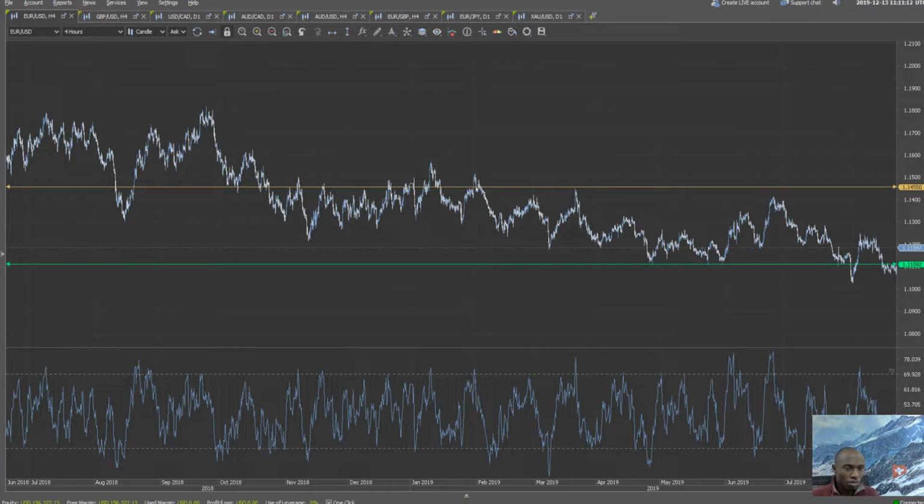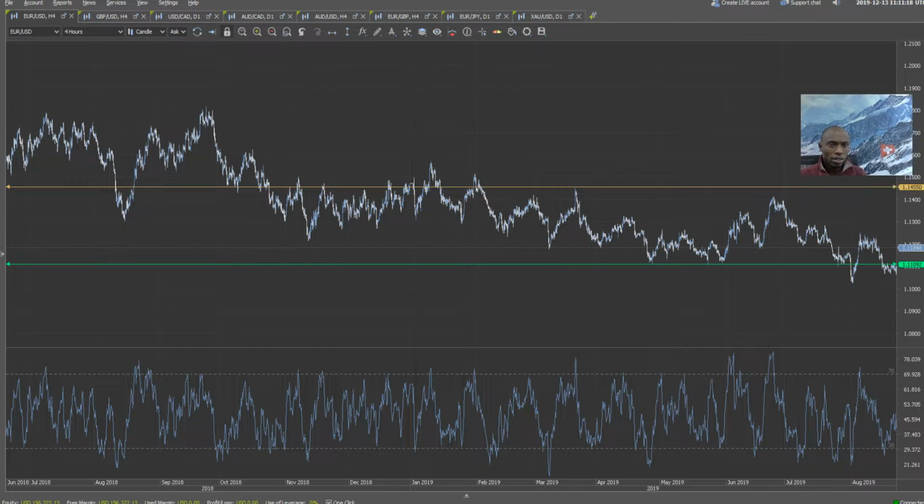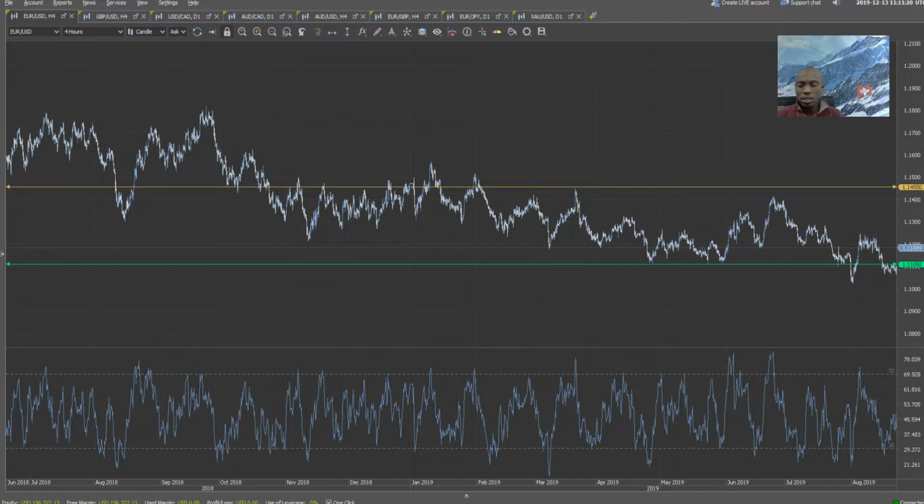I will shift it, put it there so that you'll be seeing it. So at this point you can see this is the 70 and this is the 30. When the price is close to this zone or below that zone, it is in the oversold zone.